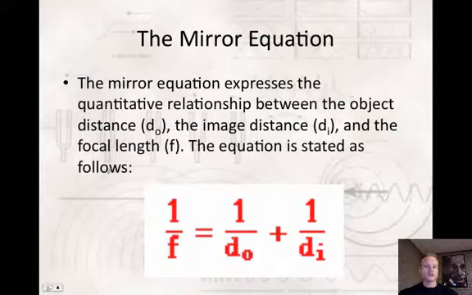The mirror equation expresses a quantitative relationship between the object distance, which is represented by d sub o, the image distance, which is represented by d sub i, and the focal length, which is represented by f. The equation is stated as follows: 1 over f equals 1 over d sub o plus 1 over d sub i. This equation is worth writing down because we will definitely use it again and again.